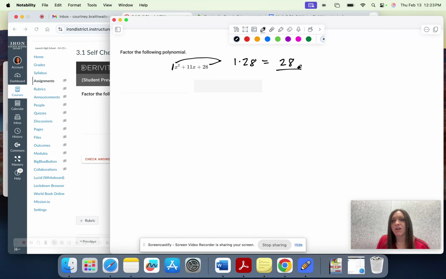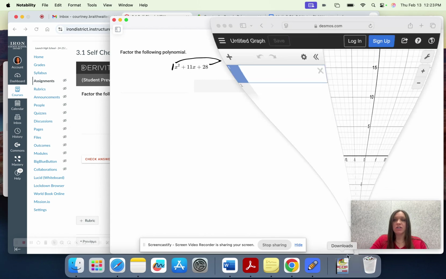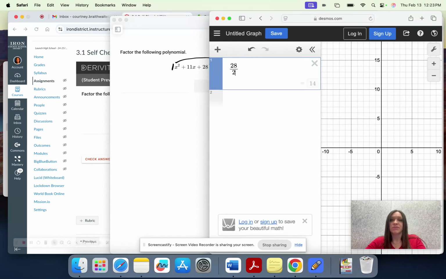And we're going to look at all the factors of 28. So think of numbers that multiply to 28. I have 1 times 28. 2 times 14. 4 times 7. And if you don't know your factors, just use your calculator and start dividing. 2 and 14. 3 is not a factor because it's a decimal. 4 and 7. And then once you get back to 7, you're done.